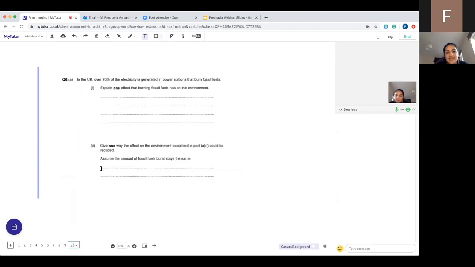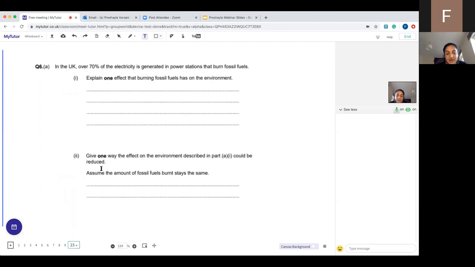In the UK, over 70% of the electricity is generated in power stations that burn fossil fuels. So remember, fossil fuels is the number one way that we create energy in the UK, sadly. So explain one effect that burning fossil fuels has on the environment. We talked about it briefly at the beginning. What is wrong with burning fossil fuels?